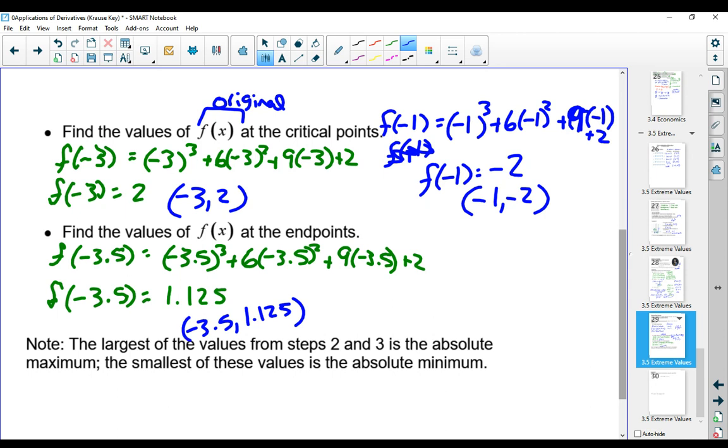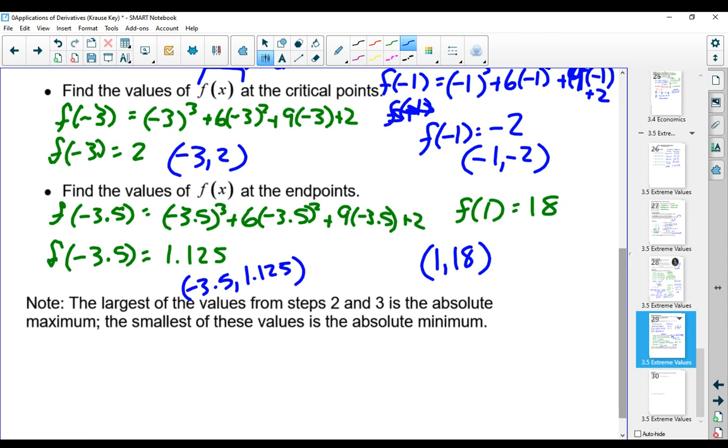And then the last thing we would be looking for is f of 1. And if I were to substitute 1 in, I would get 18. So my other point is going to be 1 comma 18. Now, once we have our values at the critical points and our values at the endpoints, we're literally just comparing our points to see which ones would be our maxes and our mins. And if we look at the note here, it says the largest of the values from steps 2 and 3 is the absolute maximum. So our largest y value would be the absolute maximum, and the smallest y value would be the absolute minimum. So again, we're looking at the y values.